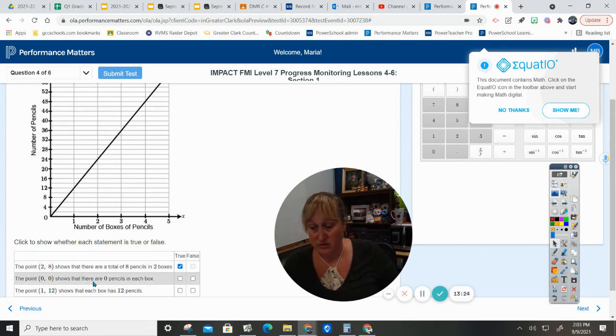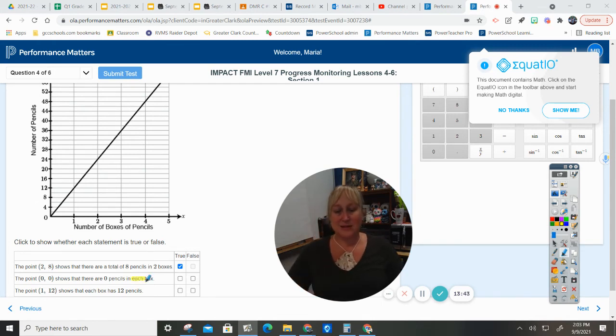The point (0, 0) shows that there are 0 pencils in each box. I'm going to say that's no, because that doesn't tell me that each box has 0 pencils. It means that 0 boxes has 0 pencils. That's a trick question. The fact that they used "in each box," you can't make that assumption. It means that 0 pencils are in 0 boxes. But I can't say that in one box it's 0. So that one is false.